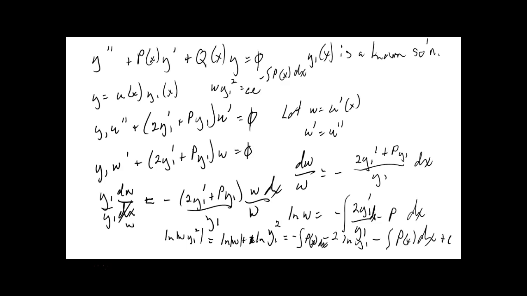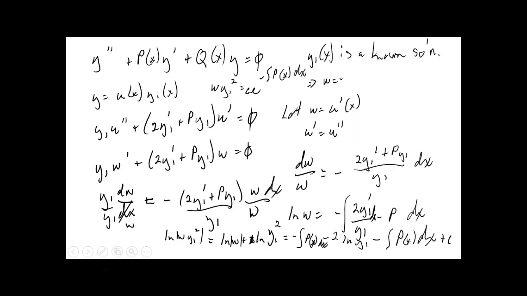But anyway, now, to solve that for w, still need more room. So this becomes w is equal to c e to the minus integral p of x dx, divided by y1 squared. Now we know what y1 is. Remember, that was the known function to begin with. Known solution.